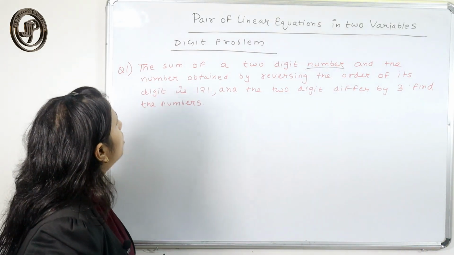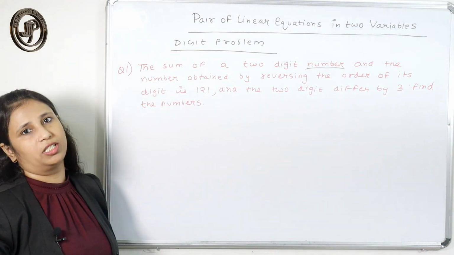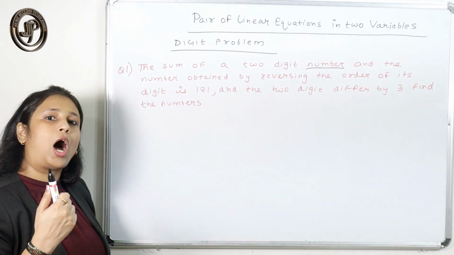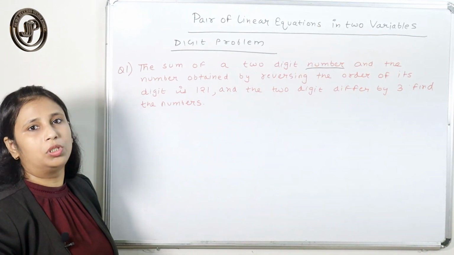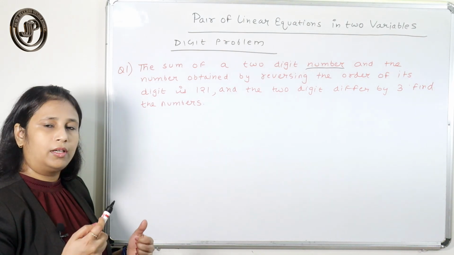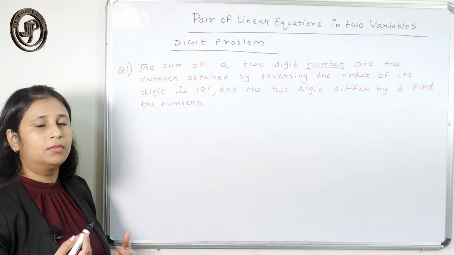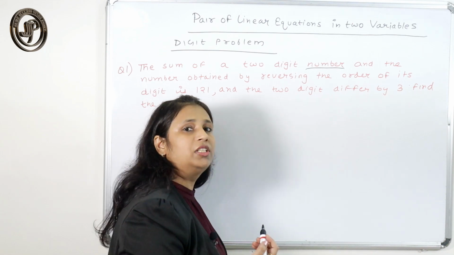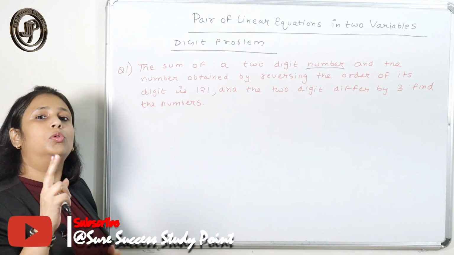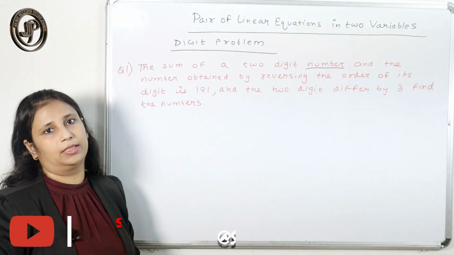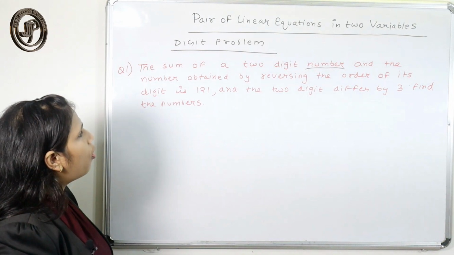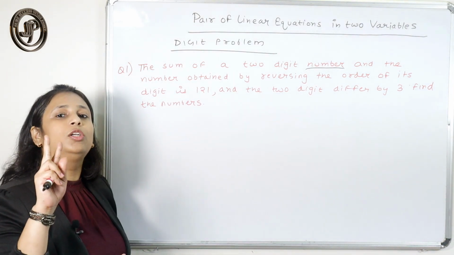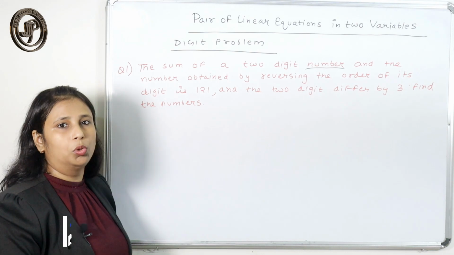The sum of a two-digit number. So you know how we can make the two-digit number. You have read the number system. In the number system, the two-digit number includes unit place and tens place. So to form a two-digit number, we need two things, two digits.